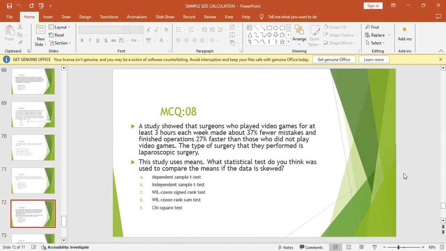A study showed that surgeons who played video games for at least 3 hours each week made about 37% fewer mistakes and finished operations 27% faster than those who did not play video games. The type of surgery that they performed is laparoscopic surgery. The study uses means. What statistical test do you think was used to compare the means if the data is skewed? Whether dependent sample t-test, independent sample t-test, Wilcoxon sign rank, Wilcoxon rank sum, or chi-square? Independent sample t-test. Yes, it's independent. No, the data is skewed, so it will be the Wilcoxon sign rank test. In the dependent sample t-test or independent sample t-test, the data is not skewed.